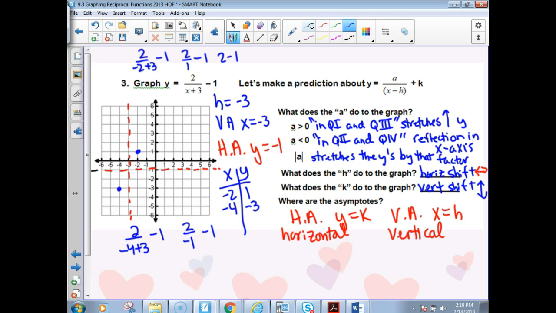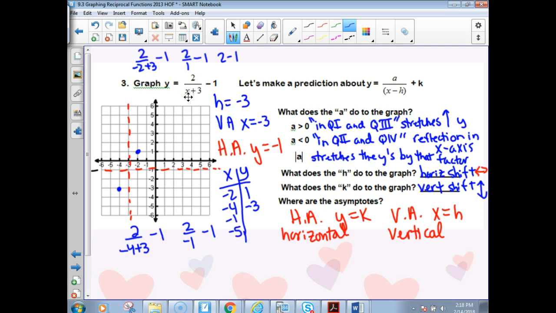Now I would like to get 2 more points because this one has a 2 in the numerator. I definitely can get 2 in each area. That would be nice. So I'm just going to go one more step to the right of my vertical asymptote and put in -1, and to the left of it, -5.